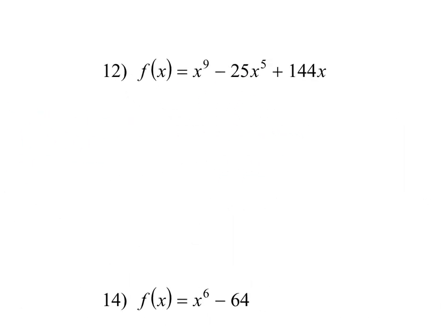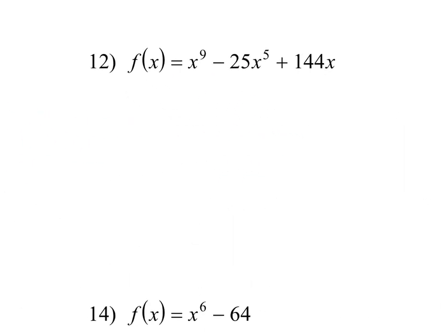Okay, number 12. What term are we looking at? X to the 9. Is this positive or negative? Positive. So how's it going to end? Going up. And is it even or odd? Odd. So are they going to go in the same direction or opposite directions? Opposite. So how's it going to start? Down. So we have down and up.